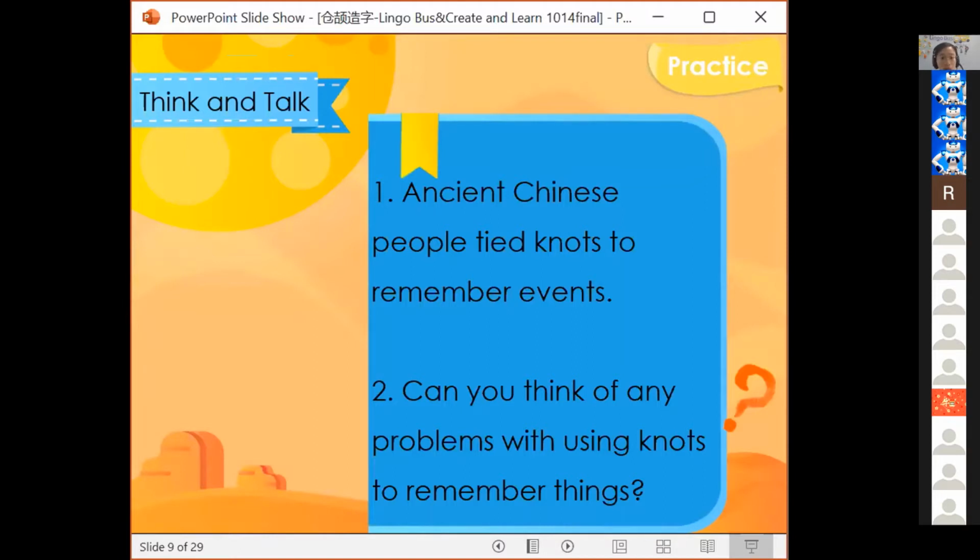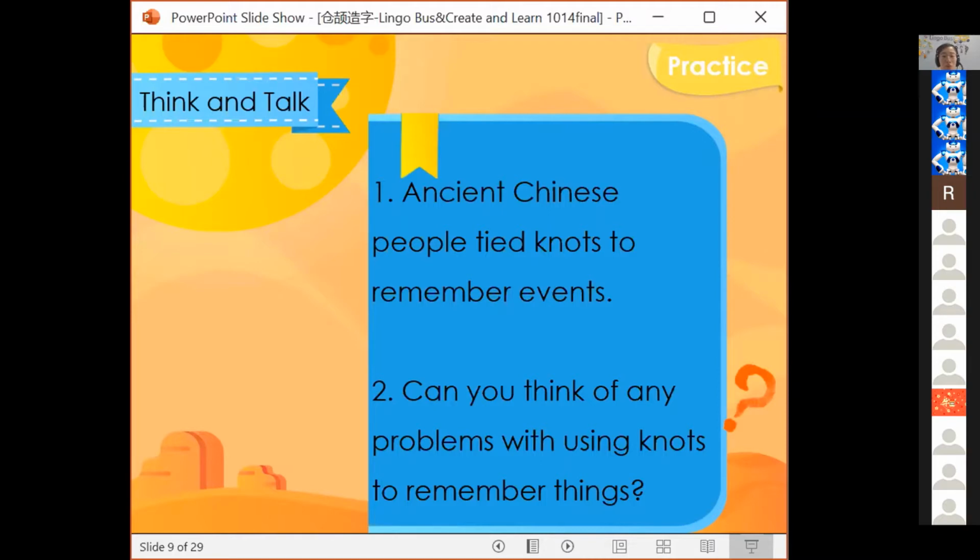Here comes a question. Can you think of any problems with using knots to remember things? Imagine if you are going to use knots to record the things that happen in your life instead of writing a diary. What might be the problems? What might be the problems if you use knots to remember things? Sid says you never know which one is for which. Emma says it's long and hard to understand, hard to remember, right?